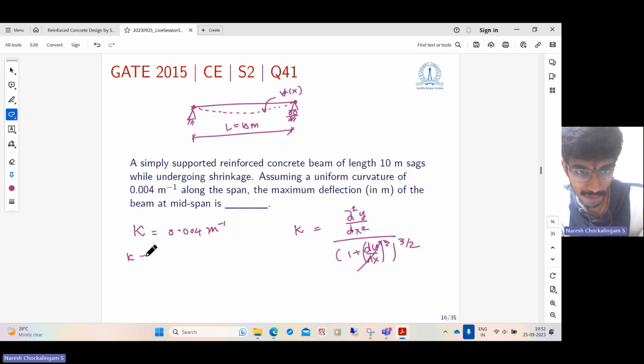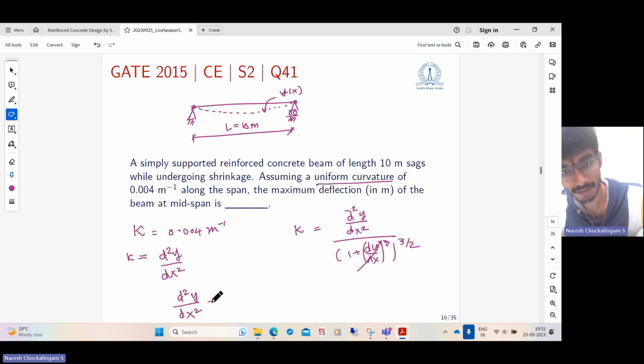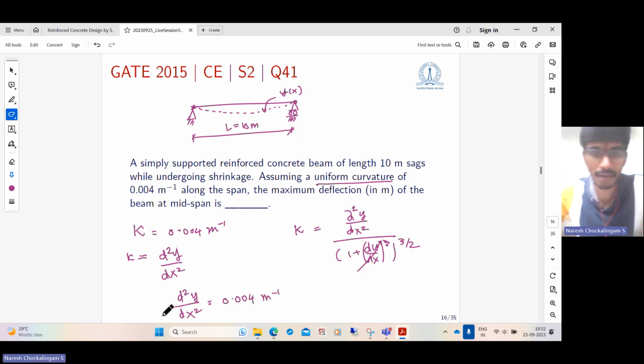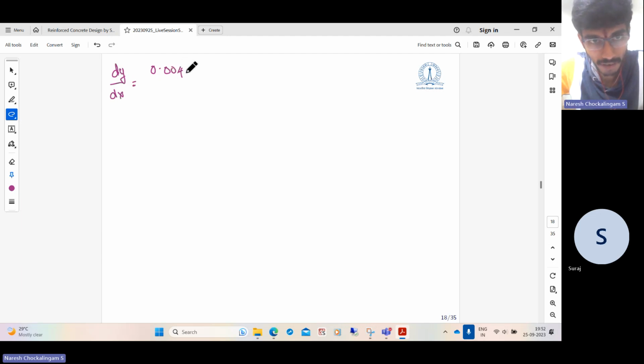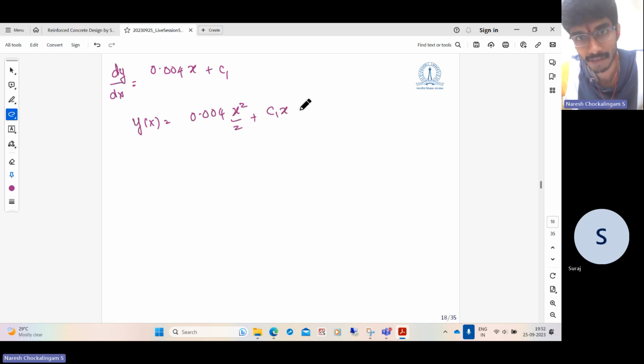So the curvature is approximately d square y by dx square. And they said it is constant, assuming uniform curvature of 0.004 meter per meter along the span. You just integrate the two. So you get d square y by dx square is equal to 0.004 meter inverse everywhere. Now integrate once with respect to x, we get dy by dx is equal to 0.004 x plus c1. Integrate once again, we get y of x is equal to 0.004 x square by 2 plus c1x plus c2.